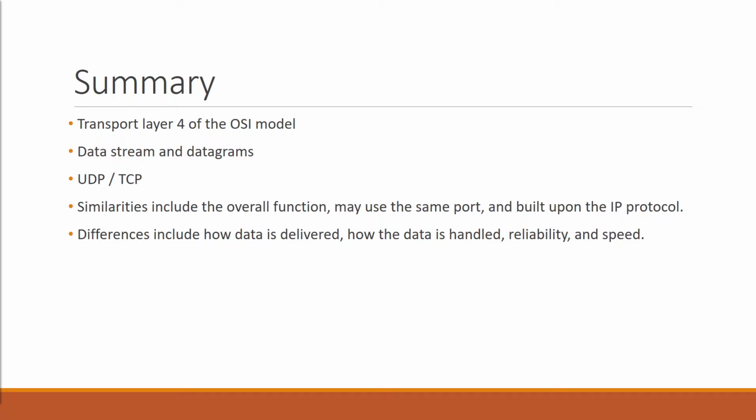The differences between the two include how the data is delivered, how the data is handled, the reliability and speed. Remember, the delivery of TCP is a little bit different. It is going to be delivered in sequences, not individual packets. And how the data is handled, TCP can ask for retransmission. It can organize it by its sequence numbers. UDP does not do that. The reliability of TCP, it sets up a communication, has error checking. TCP is a lot more reliable, but UDP is faster because it doesn't have to do all this extra work.